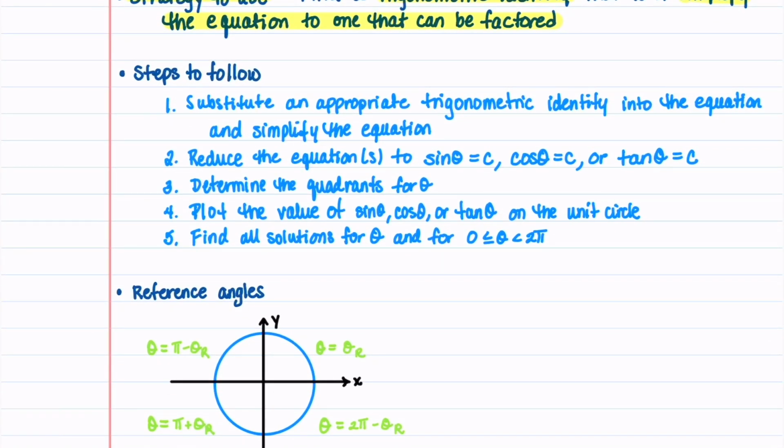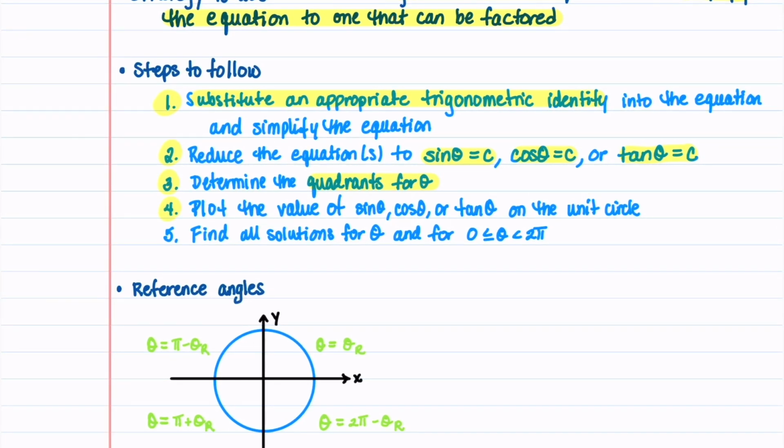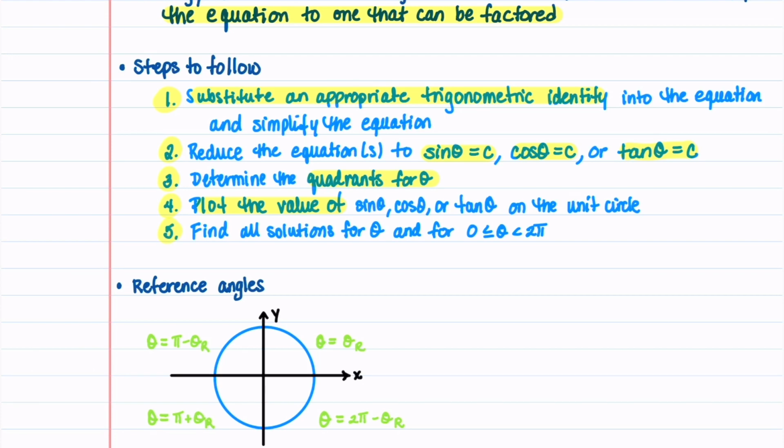Here are the steps that we're going to follow. The first step is to substitute an appropriate trigonometric identity into the equation and then simplify it. The second step is to reduce the equation to sine theta is equal to a constant, or cosine theta is equal to a constant, or tangent theta is equal to a constant. The third step is to determine the quadrants for theta. The fourth step is to plot the value of sine theta, cosine theta, or tangent theta on the unit circle. And then the last step is to find all solutions for theta.